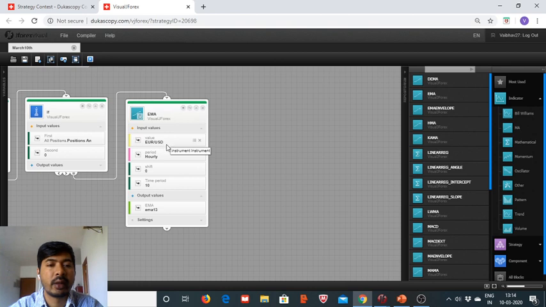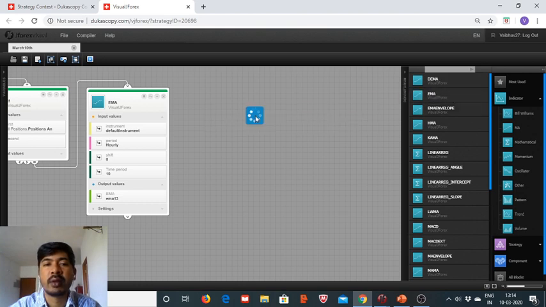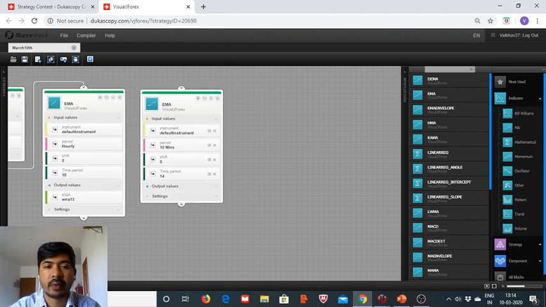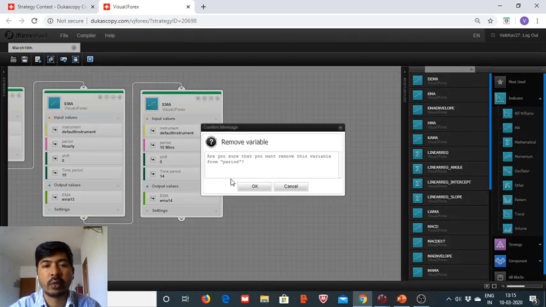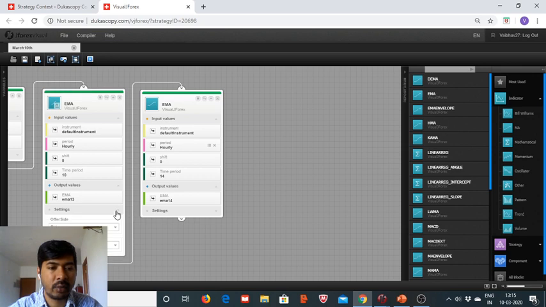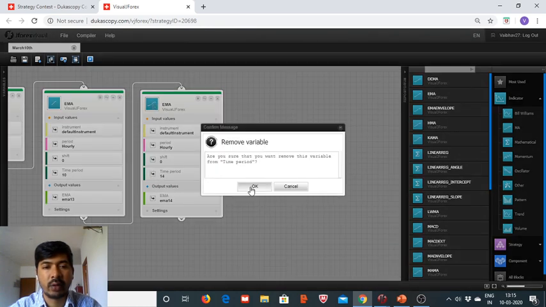Hourly, and this one. Okay, now we need further 3 EMA blocks. Here also a change will be made to make it hourly. And let me check the values. The bid, close price, okay, it's okay, and we make it 20.